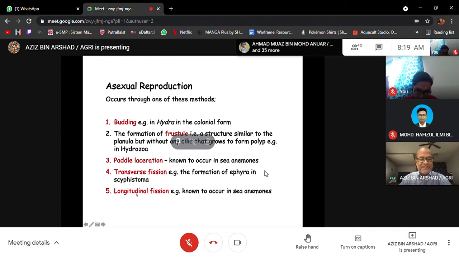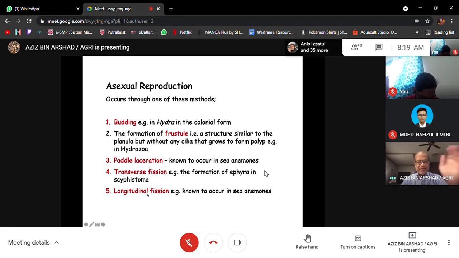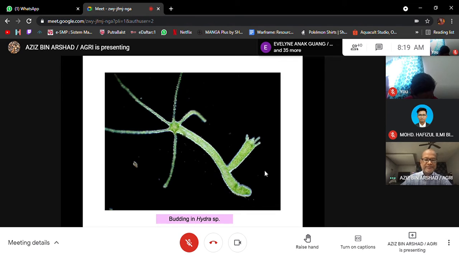And number 5, longitudinal fission, transverse and longitudinal, is known to occur in sea anemone. That means in sea anemone, if you cut the animal into two, they will still be able to grow into one whole animal. That is a special characteristic of sea anemone. So there are 5 asexual reproduction methods that can be found in phylum Cnidaria. This is budding, where you see the small bud grow from the side of the main animal of Hydra.